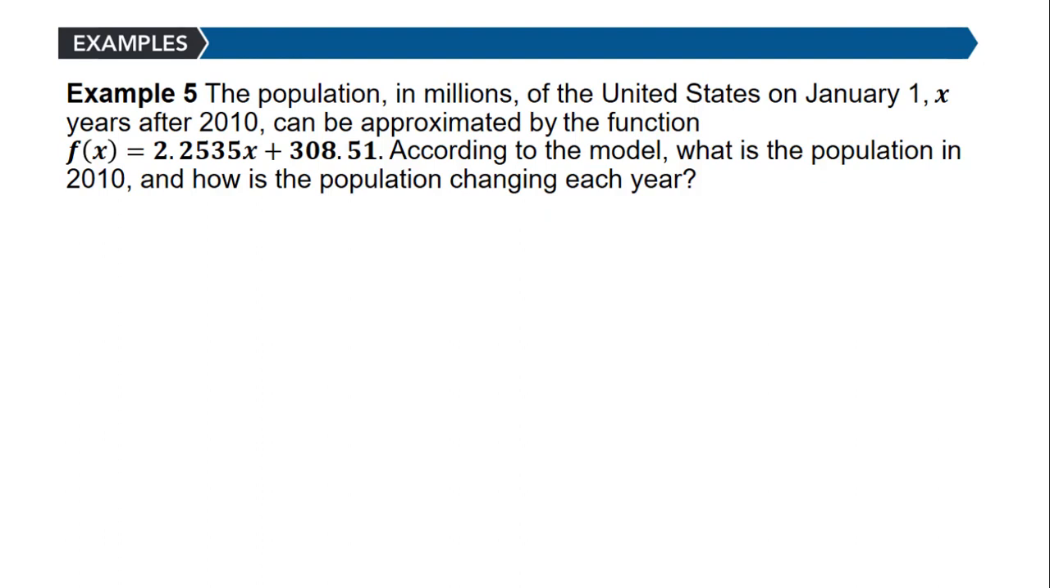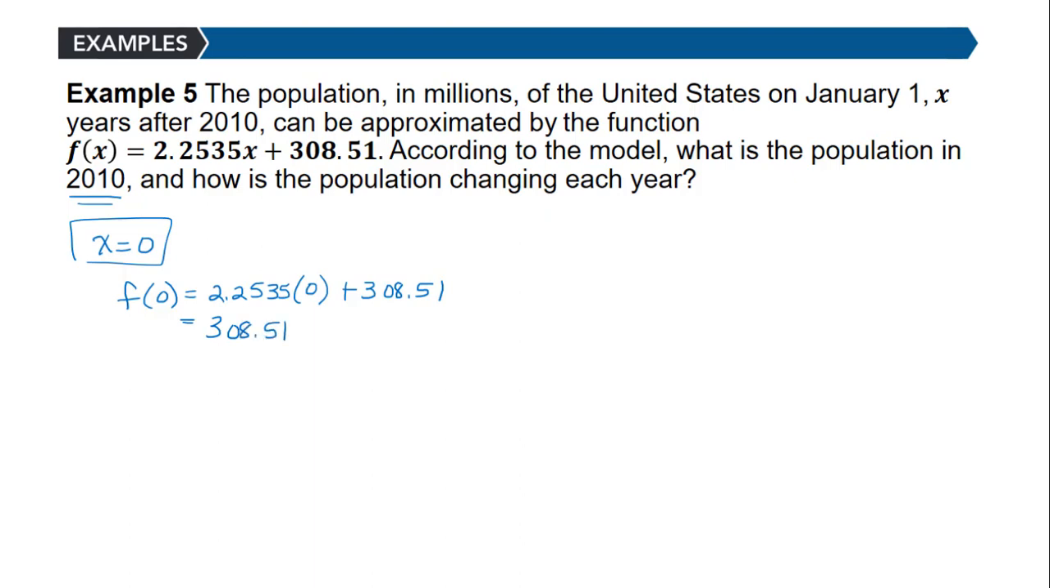Since x stands for the years after 2010, to find the population in 2010 means we're trying to find what is the population when x is equal to 0. And if we find f of 0, we get 2.2535 times 0 plus 308.51, which is just 308.51. So the initial population, or the population in 2010, was 308.51 million.